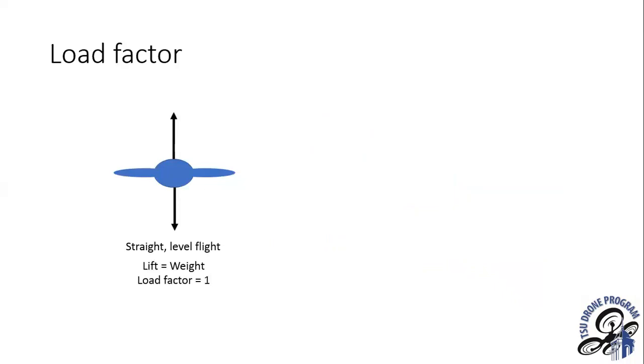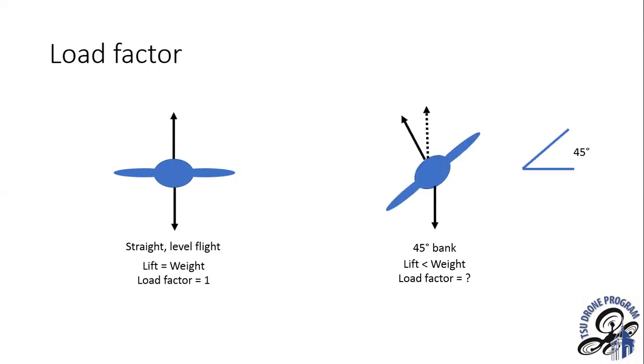Now, load factor is a question that comes up on the exam, and it is related essentially to the differences that occur between lift and weight. And so when we're engaged in straight level flight, like I said, lift is going to equal weight, and that's going to give us a load factor of 1. Now, when we bank or when we turn, some of that lift force is going to be converted into a horizontal motion. And so that lift is actually going to decrease because part of it is now horizontal force.